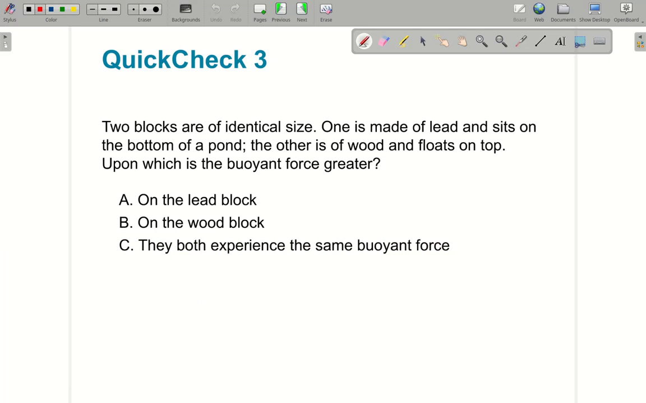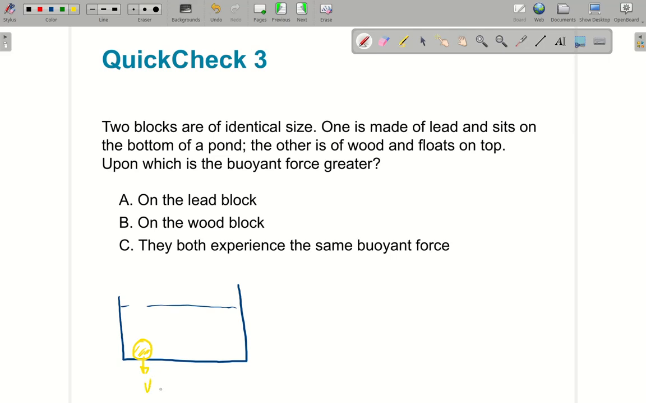Two blocks, identical size again. One is made of lead and sits at the bottom, one is made of wood and floats. Now we have a different situation, folks. So let's draw the picture here. We have two objects, same size. Let's assume they're also round. One is lead, and when we put it in the water, it sinks totally down.